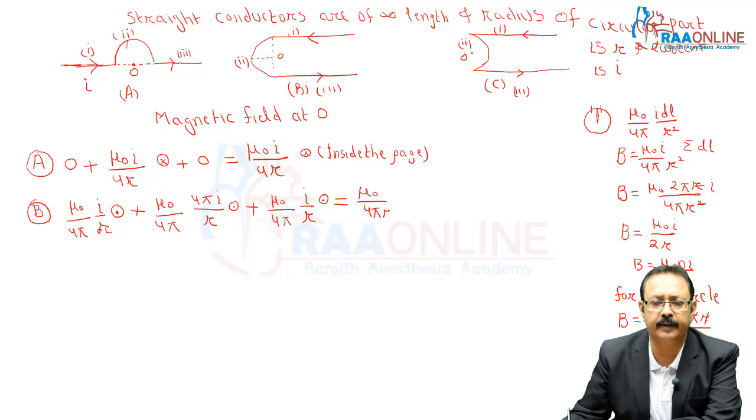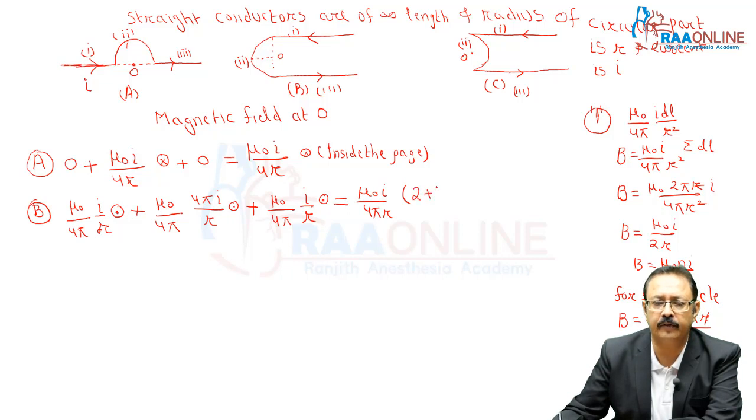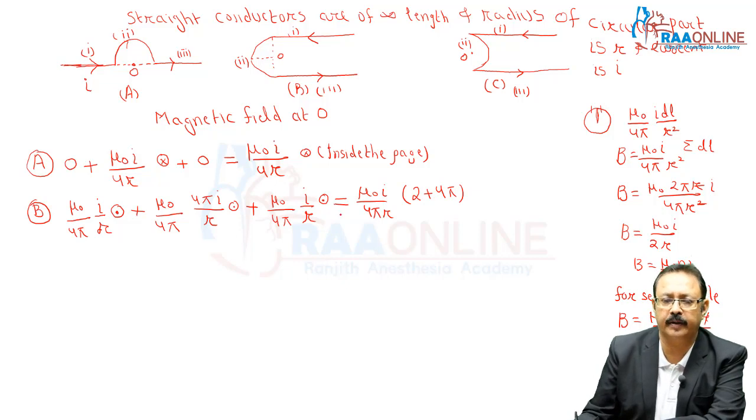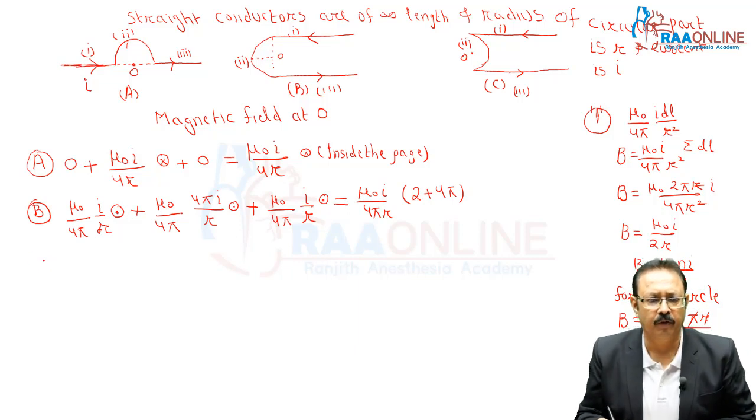What will you get? I we can take common. So 1 and 1, 2. 2 plus 4 pi. You can take 2 common and cancel this 2. So 2 plus 2 pi, 1 plus 2 pi. What is the case of C?